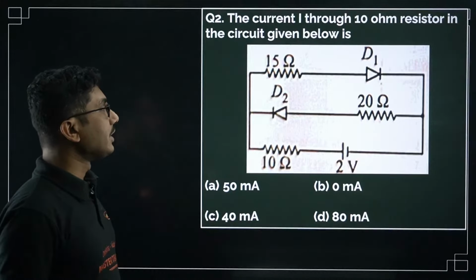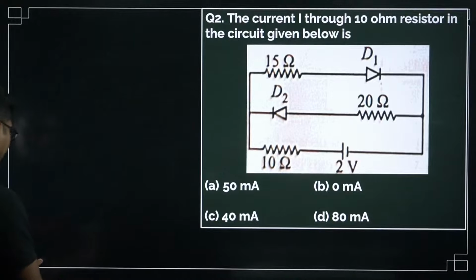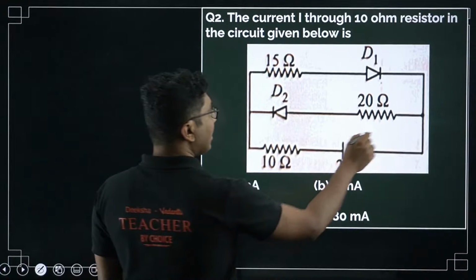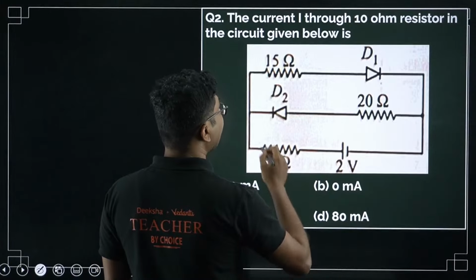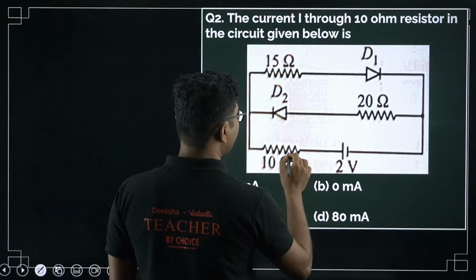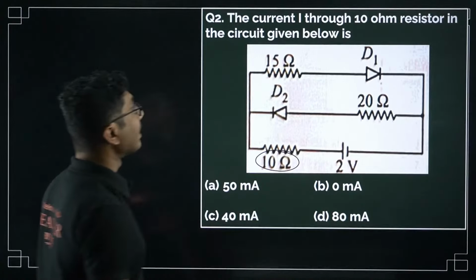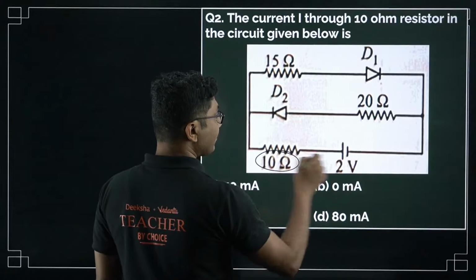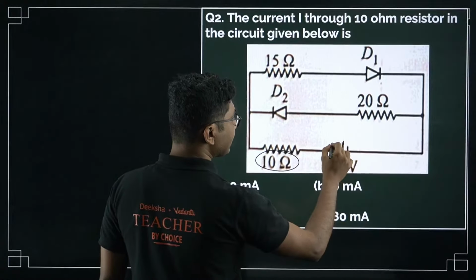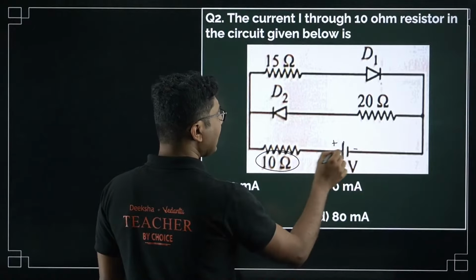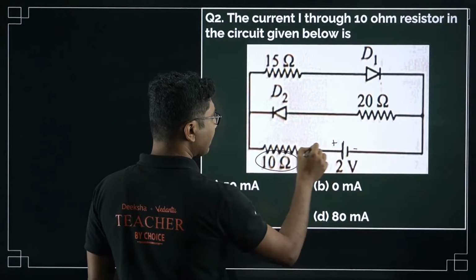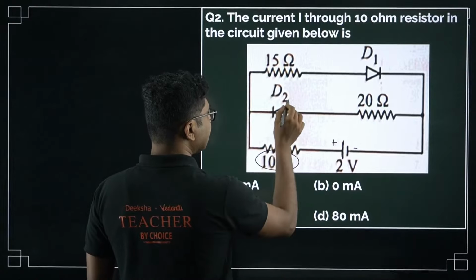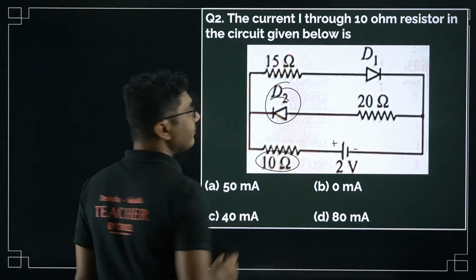This question, try to solve this. Similar question came in KSET this year as well. So if you see that there are two diodes and they ask you what is the current through the 10 ohm resistor. Now if you see that this is positive, this is negative, right? So in that sense it will try to send the current in this direction, right? But this diode D2 is reverse biased.